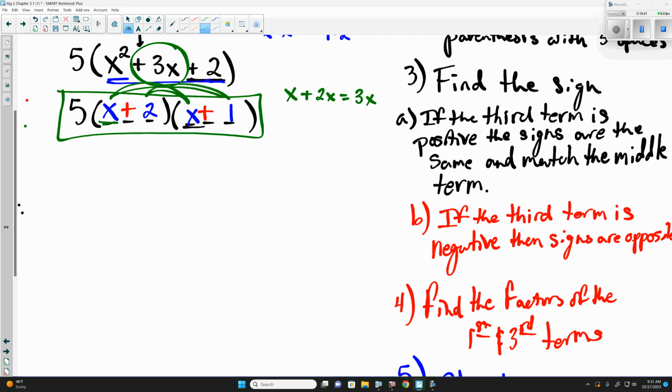Because if we wanted to, we could multiply all the way through. There's nothing wrong with that. x times x would indeed give us x squared. x times 1 would be plus x. 2 times x is plus 2x. And 2 times 1 is plus 2. Which does line back up with what we have here.